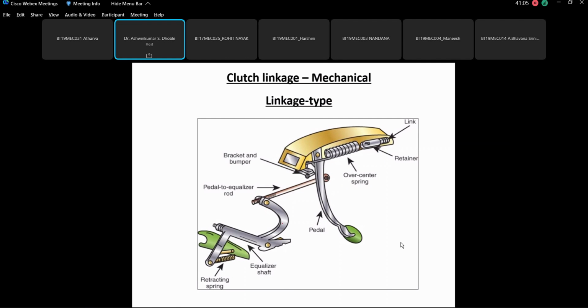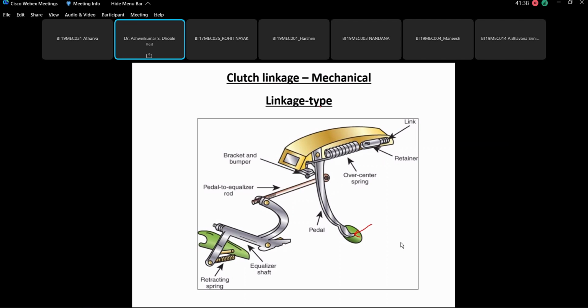Now you see that there are linkages which are used, and this is the clutch pedal. Once you press the clutch pedal, the driver's effort gets transmitted through the mechanical means, that is by using spring and the linkages, and thereby you disengage the clutch, because once you press the clutch pedal, the clutch plates separate out, there is no power transmission. So this is the layout of the linkage mechanism.